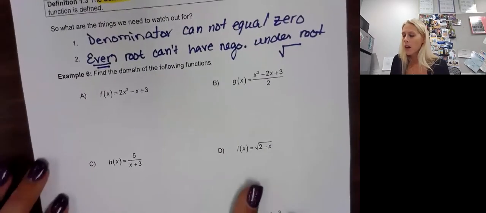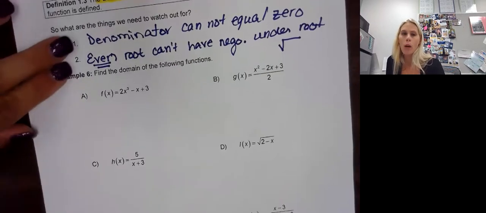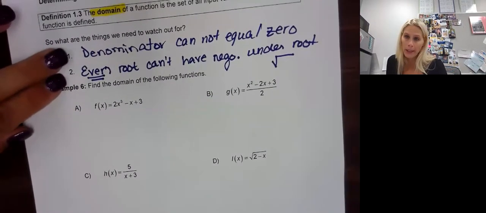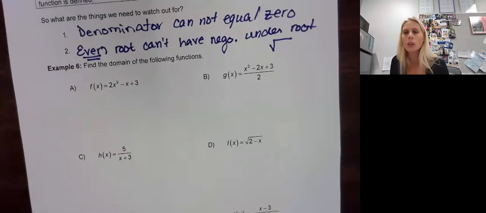Okay? All right, so anytime you look at a function, you need to determine if one of these 2 things are in play. If they are not in play, it's automatically negative infinity to infinity. If one of them's in play, then we have to do some calculations. And we're going to do that through these examples, okay?